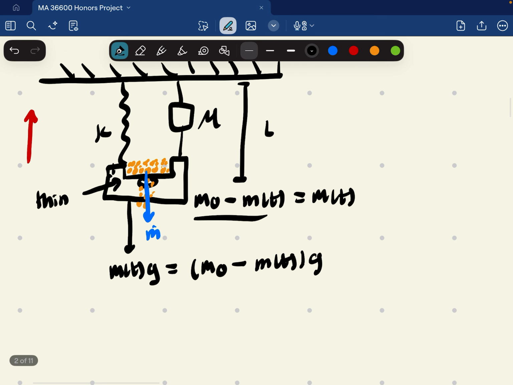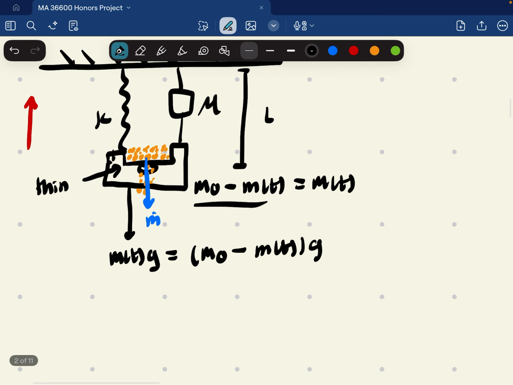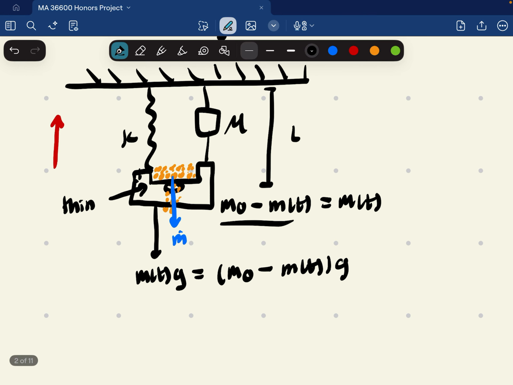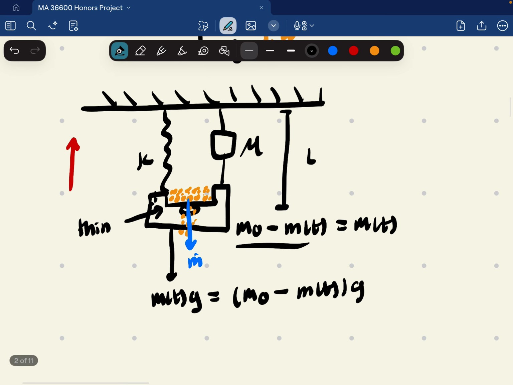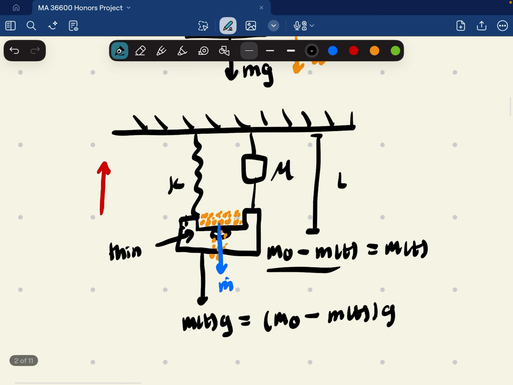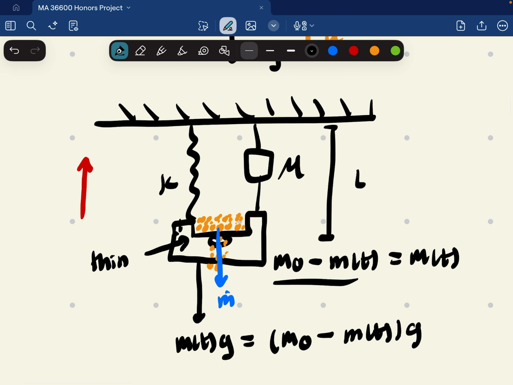But this is a decreasing function, which means that the force is decreasing. In order to maintain the equilibrium state, the spring is going to have a restoring force, and that restoring force is always trying to get the spring back to equilibrium. That's the goal. So it's going to move upward. The gravitational force decreases, the spring force is going to want to counteract that, so it's going to move up.